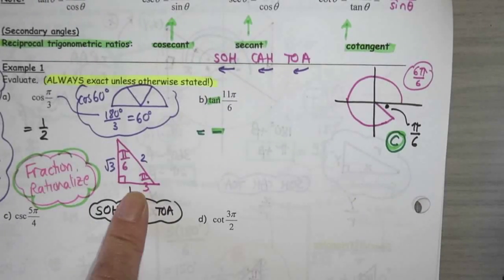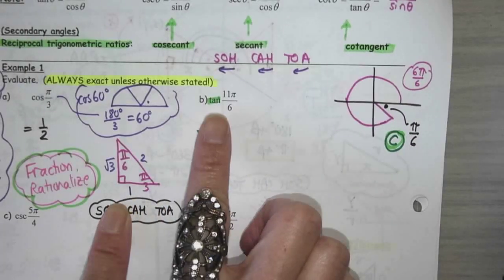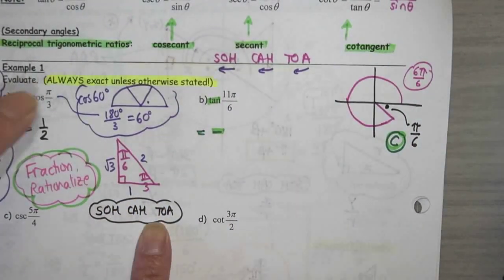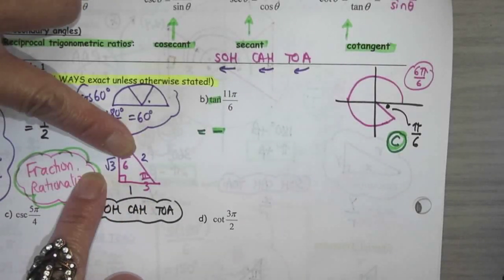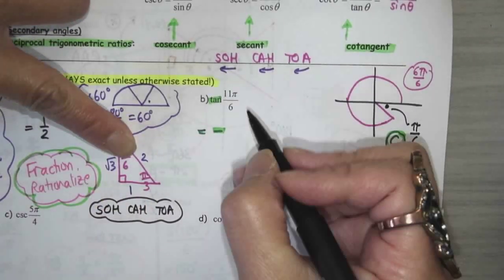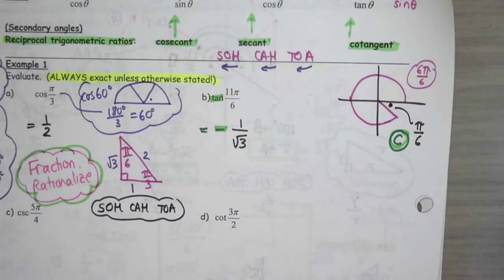So I can go to this triangle. Remember, it's drawn somewhere on your test. So pi over 6, it's TOA. So it's sitting here. It's your reference angle. TOA. TOA. So I'm going to go 1 over root 3. And do I leave it like that?